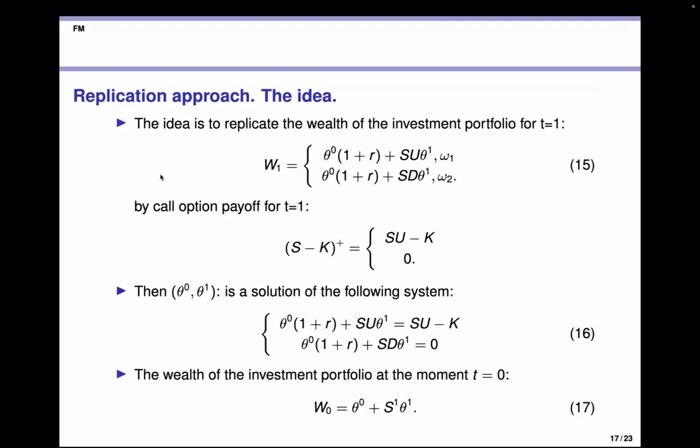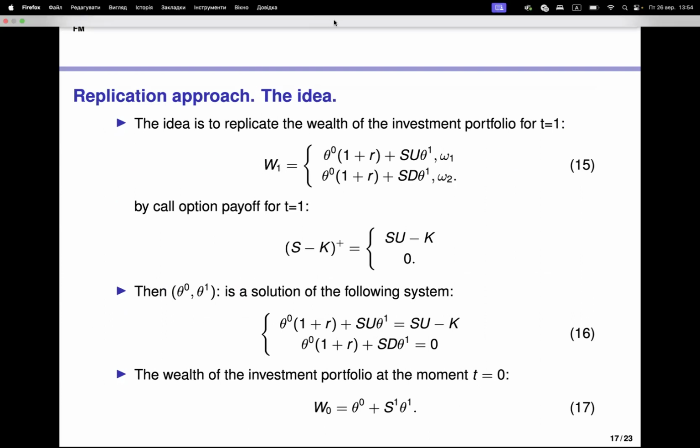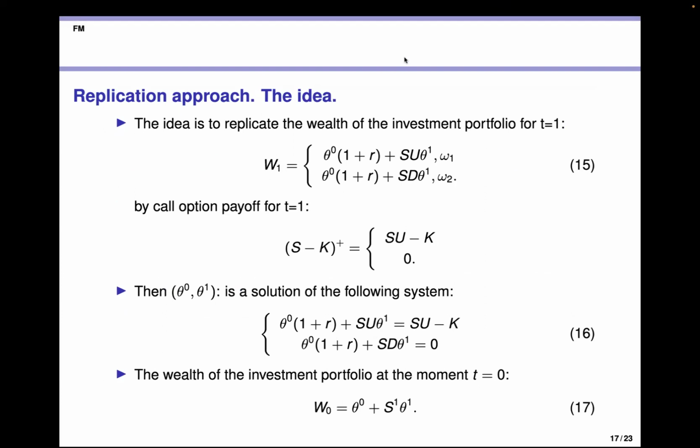So what is the idea? What is the idea of this method? What is the idea of a replication approach? It is from previous slides, yes, that at the final moment we have two scenarios. From the cash we have this amount of money, and from the stocks we have this amount of money at the up scenario, and this is at the down scenario.